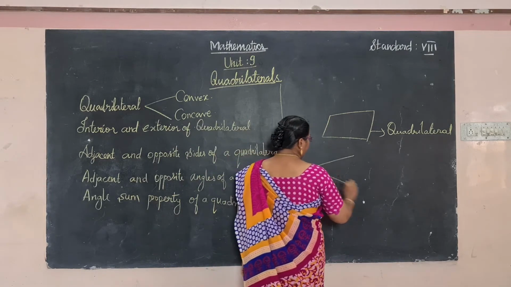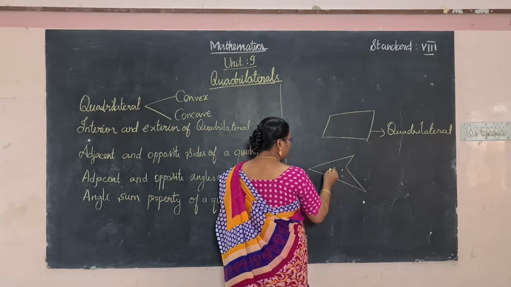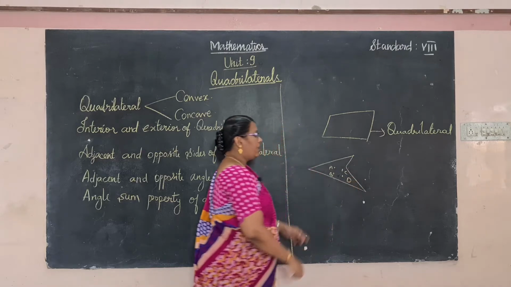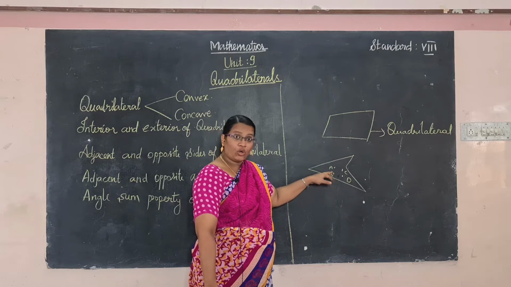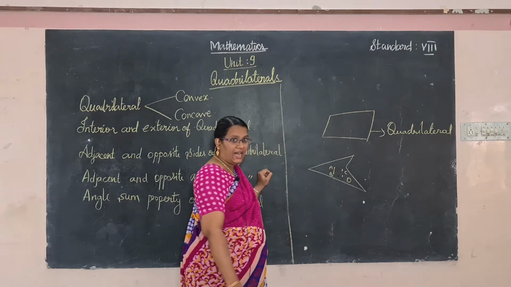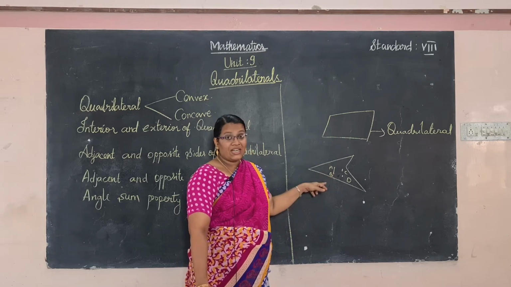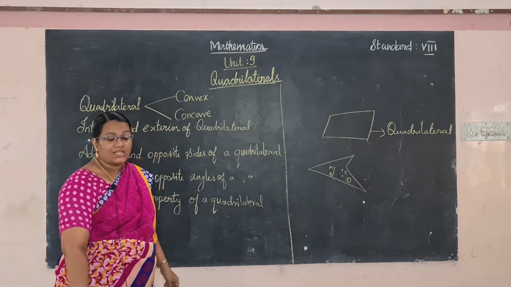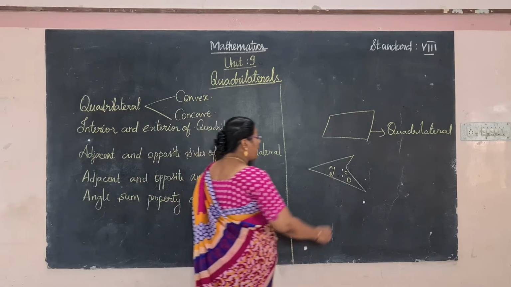Convex quadrilateral means if we consider 2 points inside of the quadrilateral. For example, A, B, C, D. If we consider 2 points inside of the quadrilateral, and then we join these 2 points, we get a line segment. If that line segment is also inside of the quadrilateral, that is called the convex quadrilateral. And next one, concave.